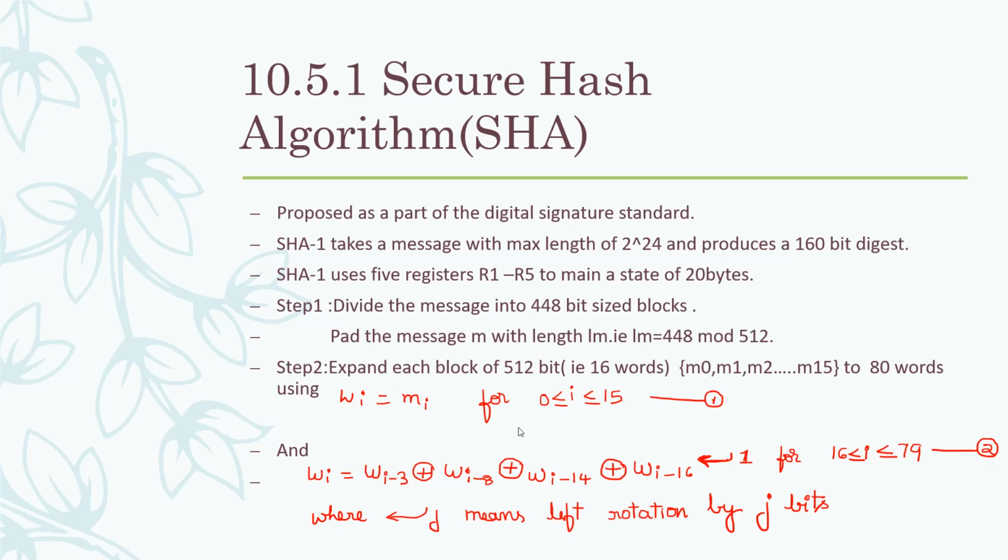So we can see in the equation Wi equals Mi, where i value will be from 0 to 15. Next, for the remaining words, we need to have up to 80 words. From 16 onwards, the words are computed in this fashion. Here we have this symbol, which means left rotation by j bits. Here it is a left rotation by 1 bit.